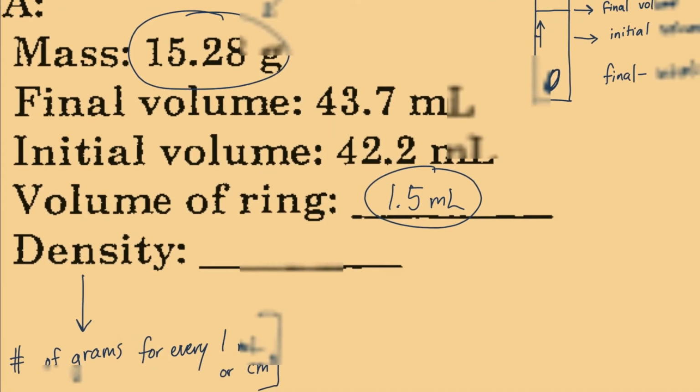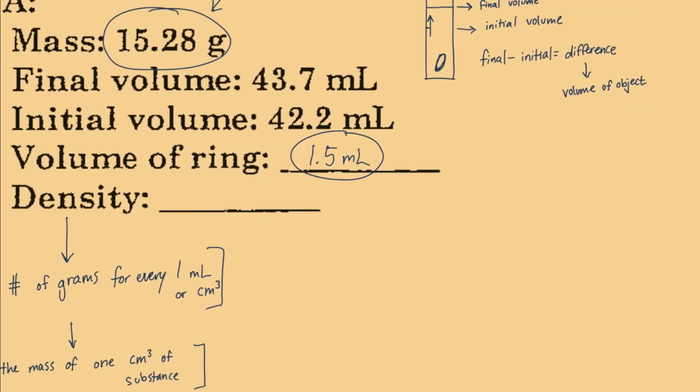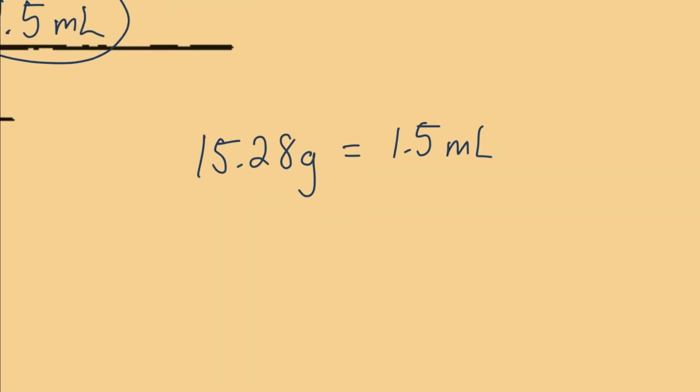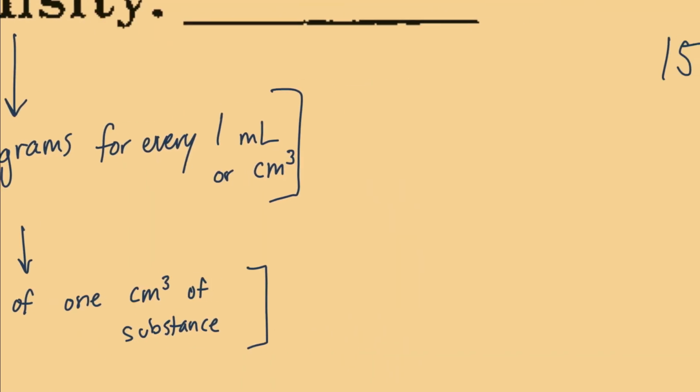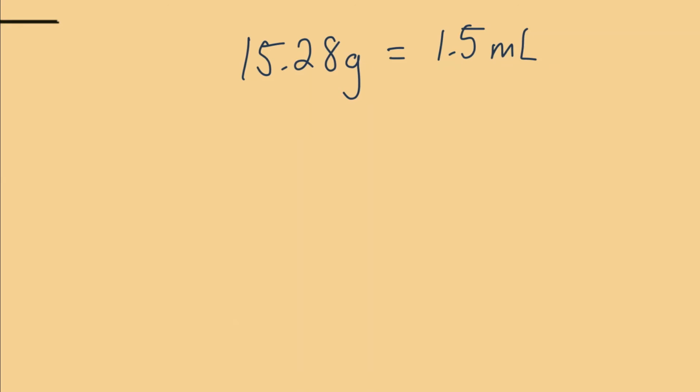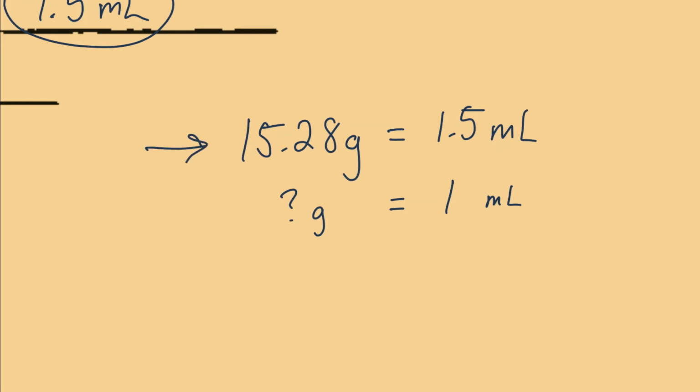15.28 grams and 1.5 milliliters. Let's try writing this like this. 15.28 grams is the same as, or equals, takes up 1.5 milliliters of space. 15.28 grams equals 1.5 milliliters. And I know that density, right, is the number of grams for every 1 milliliter, or 1 cubic centimeter. So I know that I need to find this number, the number of grams that goes with 1 milliliter, based on this information.